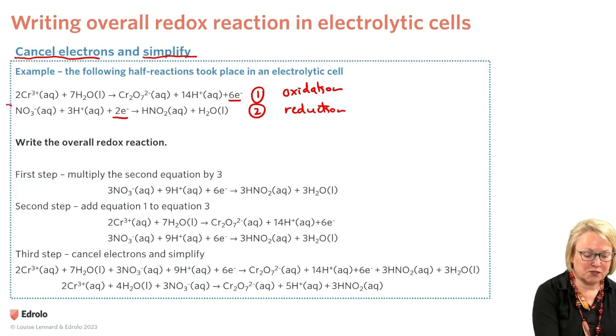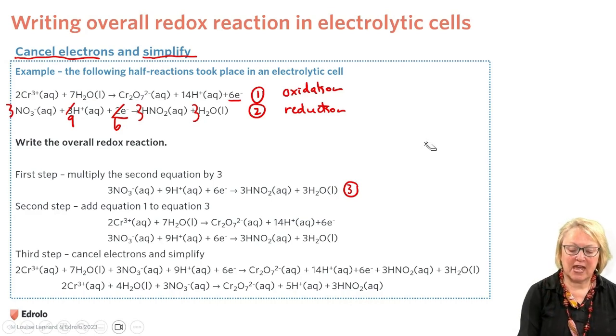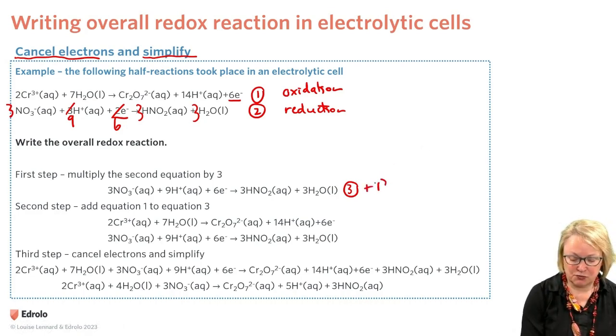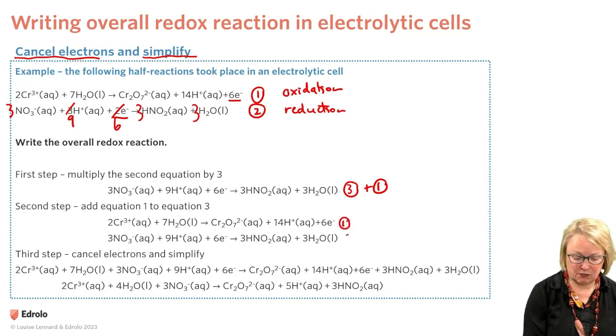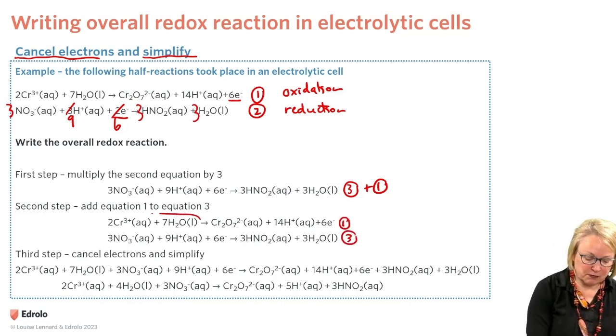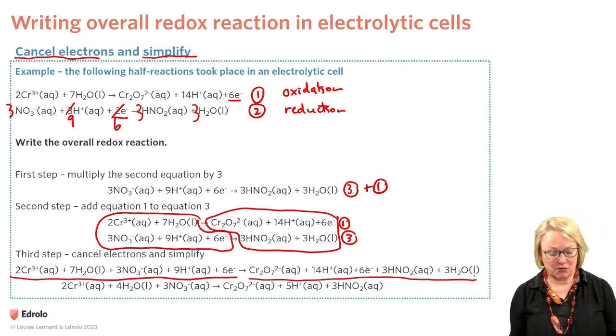So we put a coefficient of 3, 9, 6, 3, and 3. So we'll call this equation 3. Now we want to add reaction 1 to reaction 3. So this is our reaction 1 and this is our reaction 3. Then what we do is we take all the reactants and we put those on the left side of the equation, and we take all the products and we put those on the right side of the equation. So we've got a very long equation here.